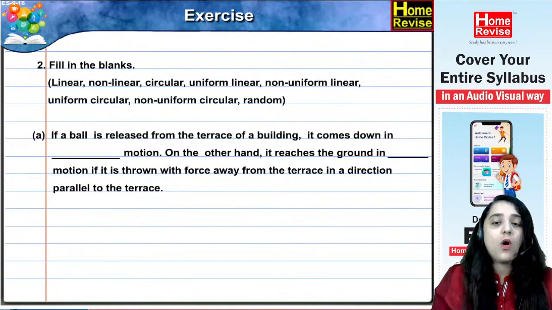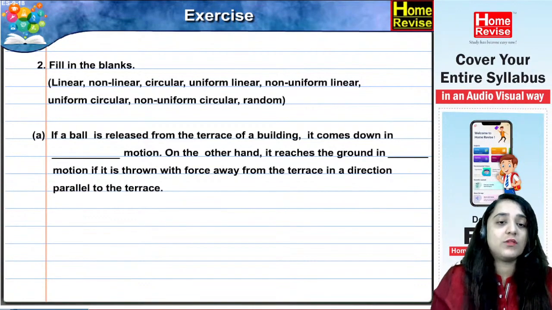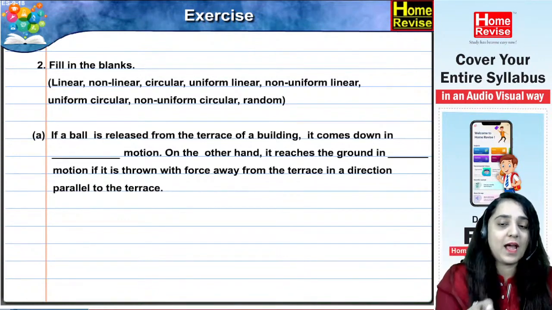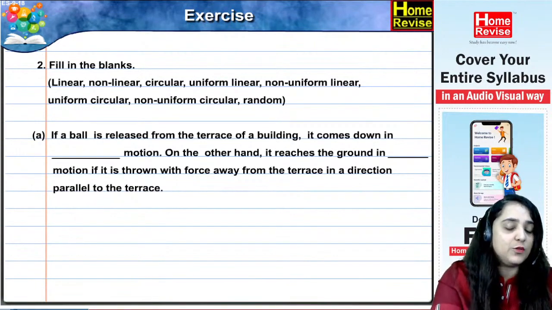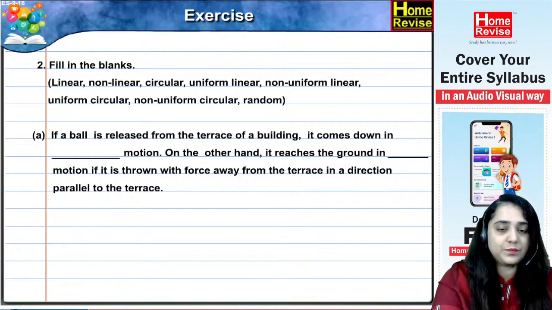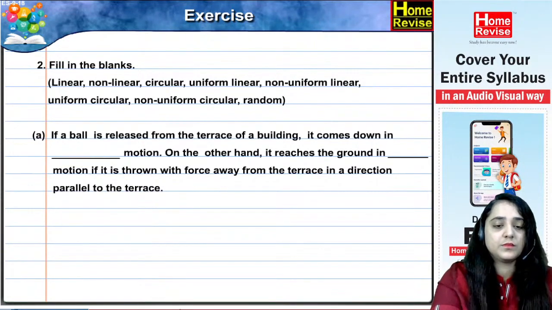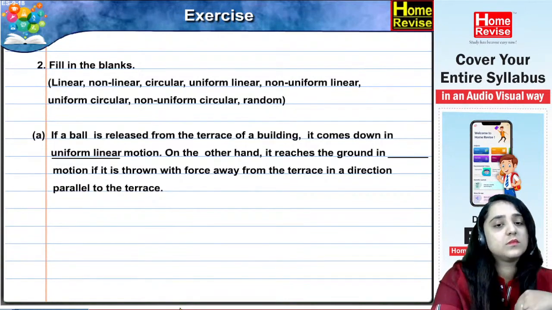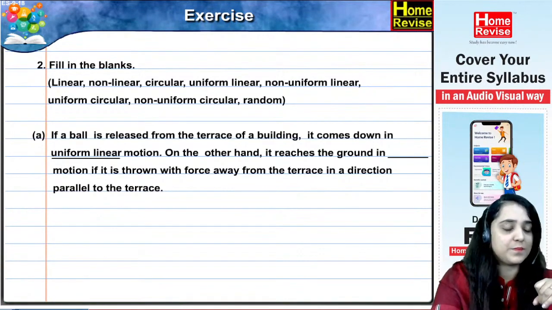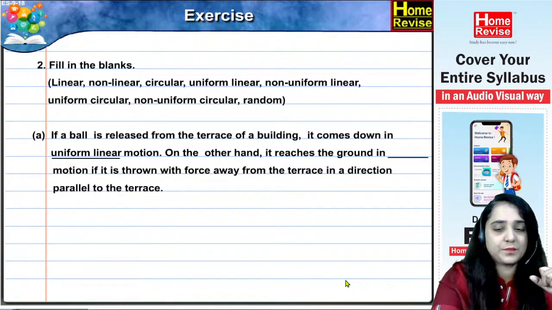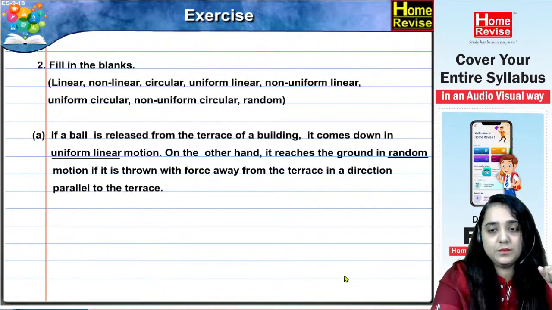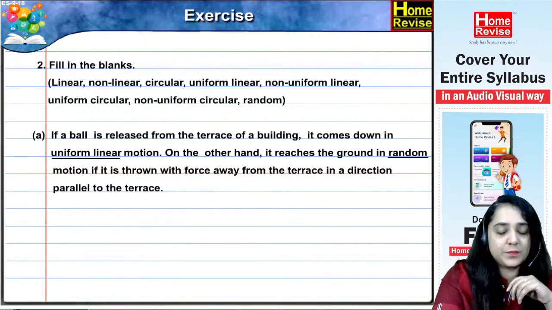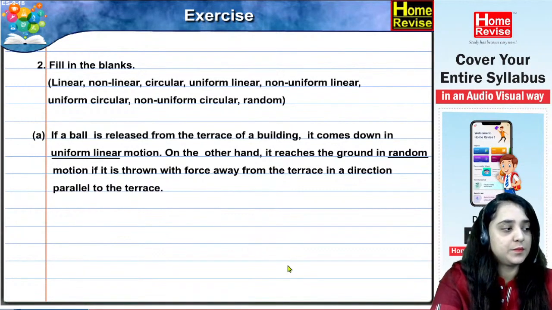And next one, on the other hand, it reaches the ground in dash motion if it is thrown with force away from the terrace in the direction parallel to the terrace. Answer: if a ball is released from the terrace of a building, it comes down in uniform linear motion. Correct. On the other hand, it reaches the ground in random motion if it is thrown with force away from the terrace in a direction parallel to the terrace. Very good, kids.